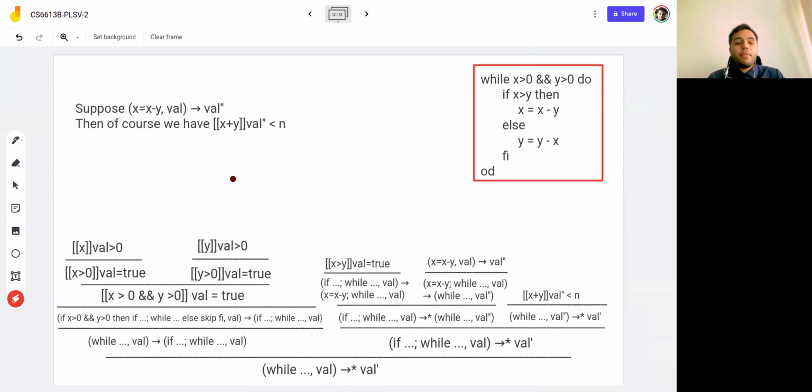So, okay, let's define some notation. Let's say that I define val double prime as the result of applying this assignment to val. So that's how I define val double prime. And of course, because we have the assumption that both x and y are positive now, I know that the value of x plus y in this new valuation is actually smaller than their original value.